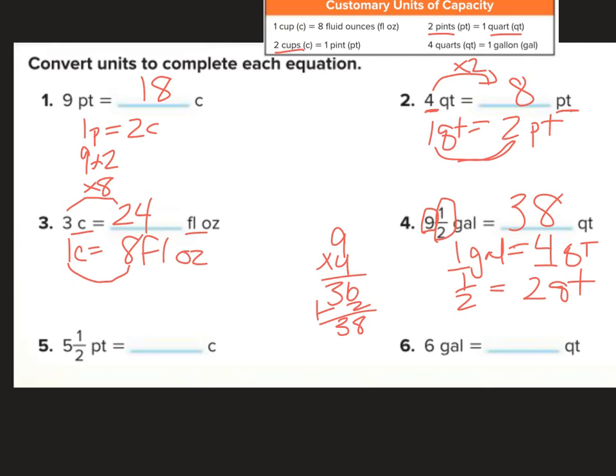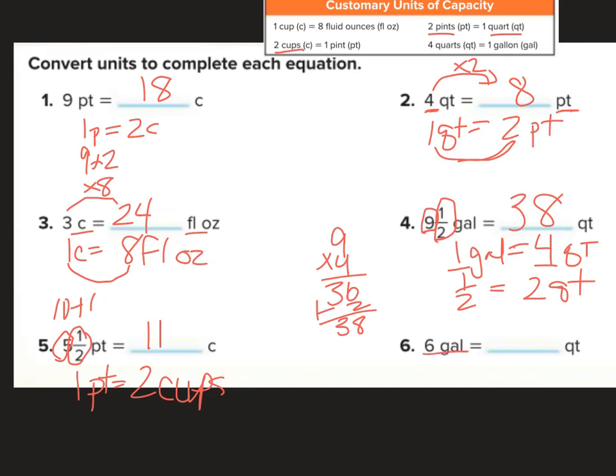5.5 pints. 1 pint equals 2 cups. Okay, so I have to multiply pints by 2 to get cups. 5.5, let's do 5 times 2 equals 10. 1/2 times 2, halves put together, makes 1 whole. So it would be 11 cups. 10 plus 1 is 11.